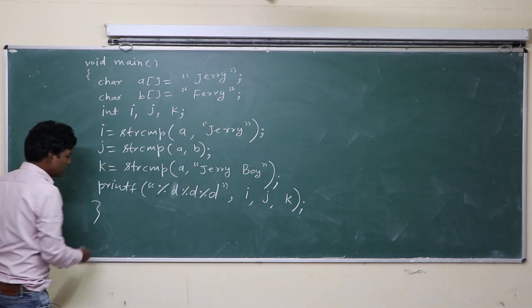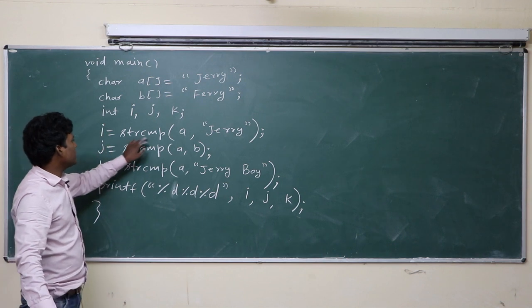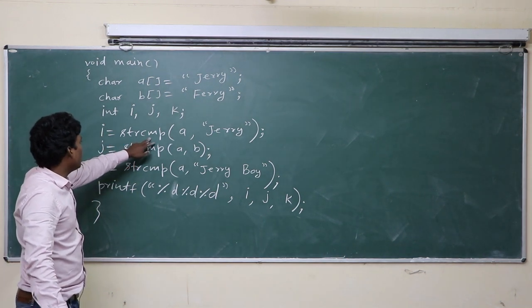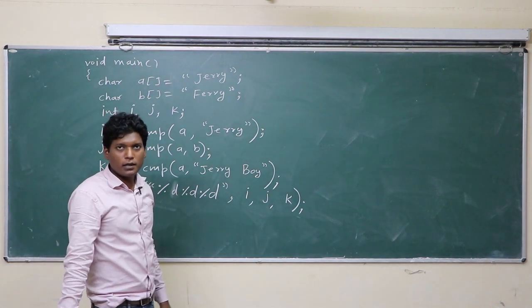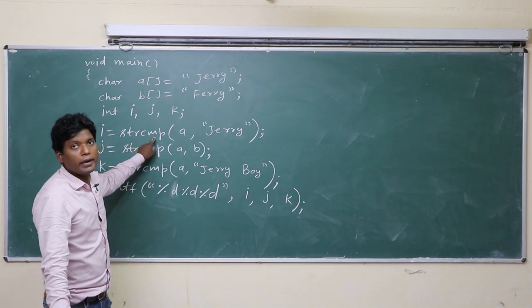Class, and main is closed here. Class, this program is an application of strcmp. strcmp is basically used to compare two strings. str means string, cmp means compare.